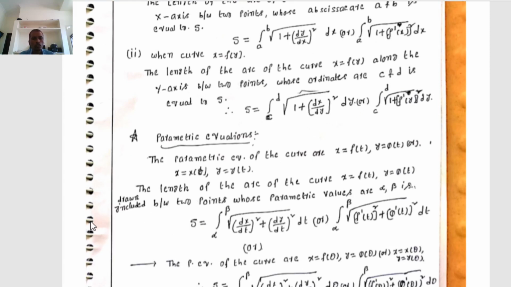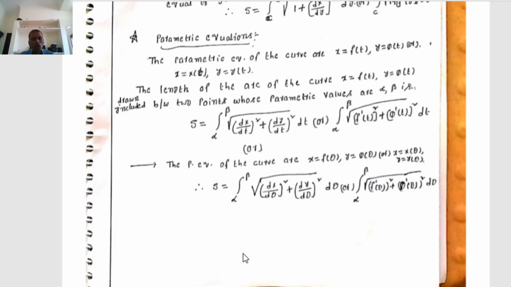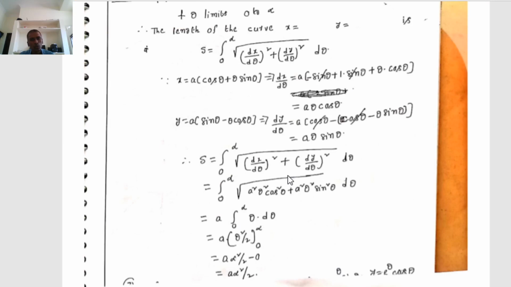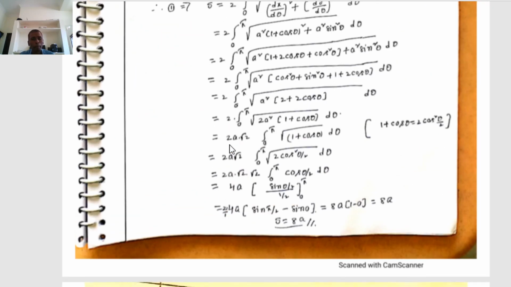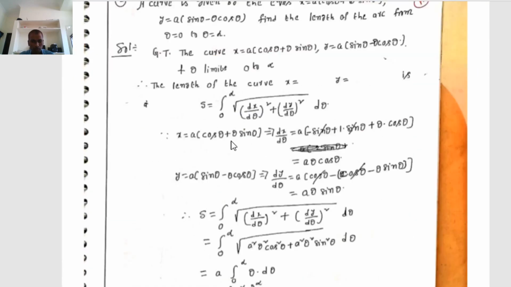Suppose we have to find the length of the arc of the curve using its parametric equations x equals f of t, y equals phi of t, then s equals integration alpha to beta square root of dx by dt square plus dy by dt square into dt, or s equals integration alpha to beta square root of dx by d theta square plus dy by d theta square into d theta. So we can find the length of the arc of the curve using its Cartesian equation or using its parametric equations. Thank you.